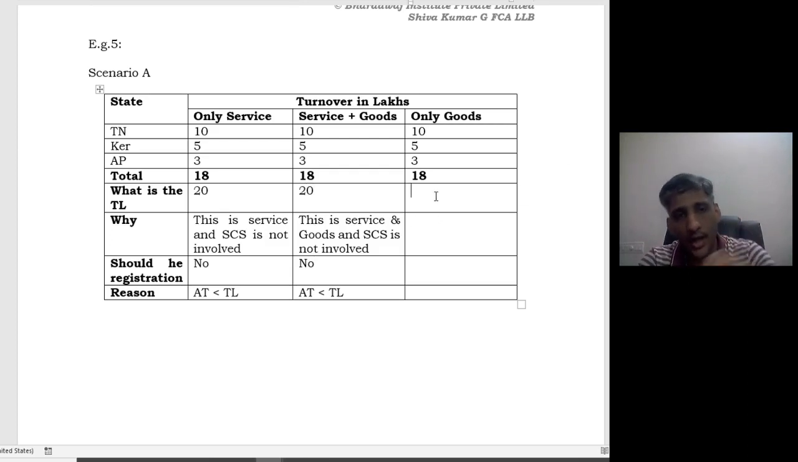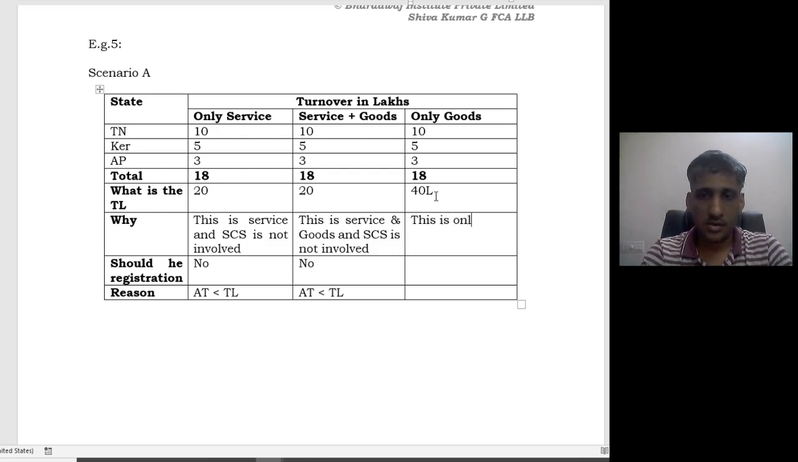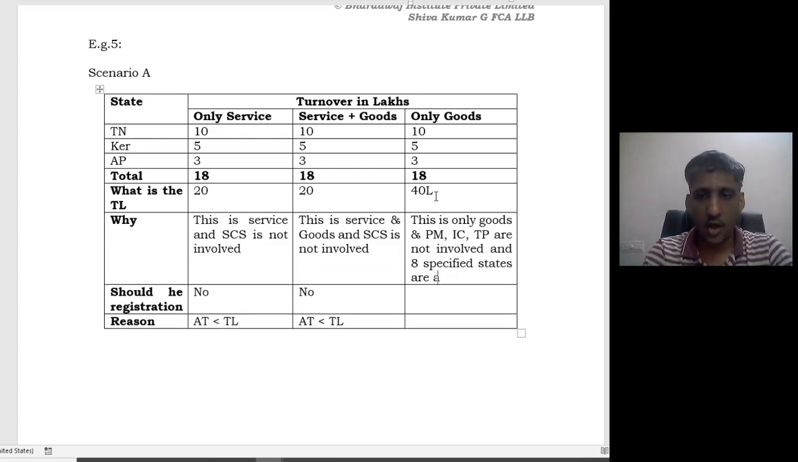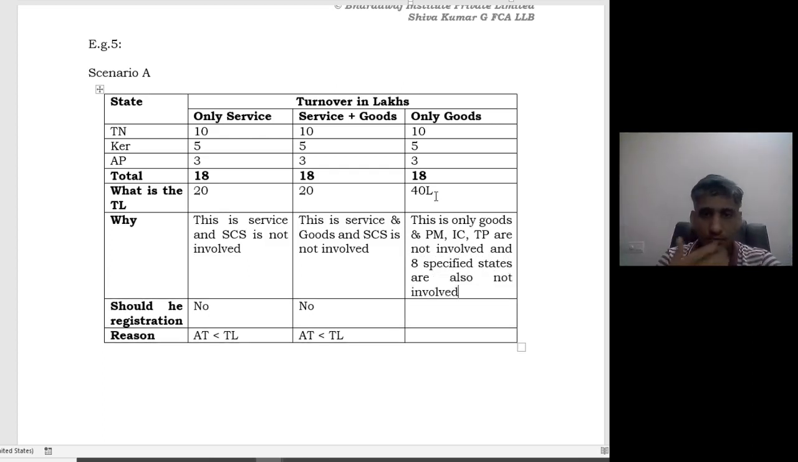Here is only goods. It's Tamil Nadu, Kerala and Andhra. Its threshold limit is 40 lakhs. Why? This is only goods, and pan masala, ice cream and tobacco products are not involved, and the 8 specified states are also not involved. Therefore it is 40 lakhs. Should he register? No. Why? Again, aggregate turnover is less than the threshold limit. Therefore, you need not take registration.